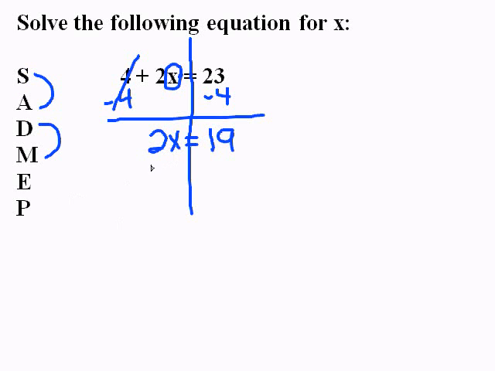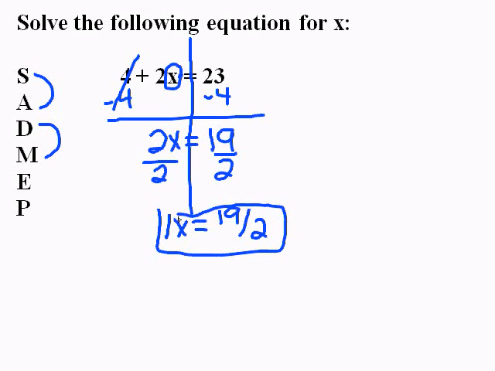Since it's 2 times x, we undo the 2 by dividing both sides by 2, leaving us with 2 over 2, which is 1, x equal to 19 over 2. Again, you can leave it as an improper fraction.